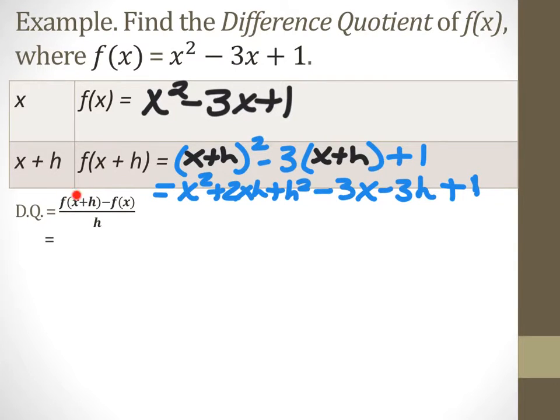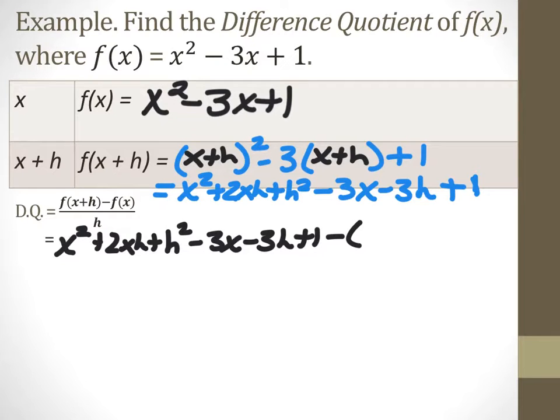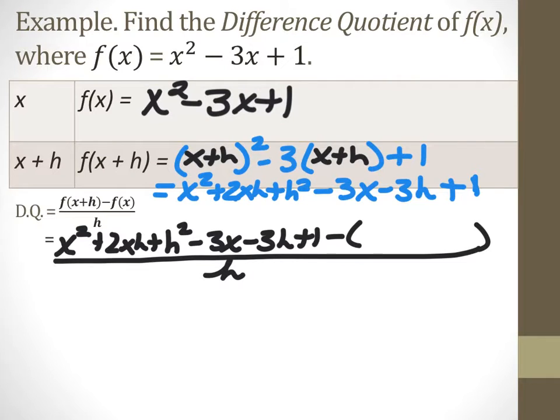We're going to substitute it in here. Then we're going to subtract the original function. Use parentheses, right? So let's go ahead and do that. We're going to substitute in f of x plus h. So we get x squared plus 2xh plus h squared minus 3x minus 3h plus 1 minus the original function all over h. So let's put that original function in, which is x squared minus 3x plus 1. And we got that. This is what was given. Here we have it in our little table.